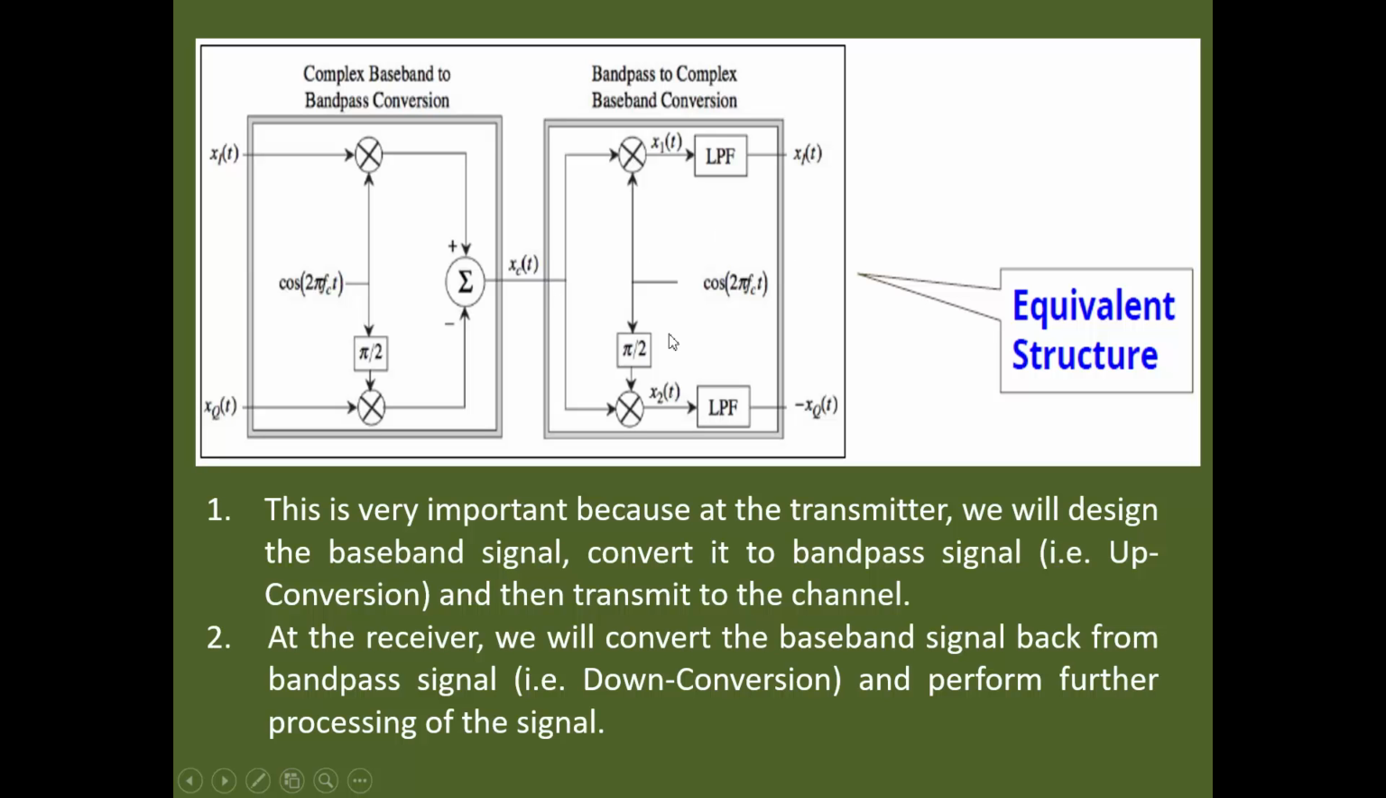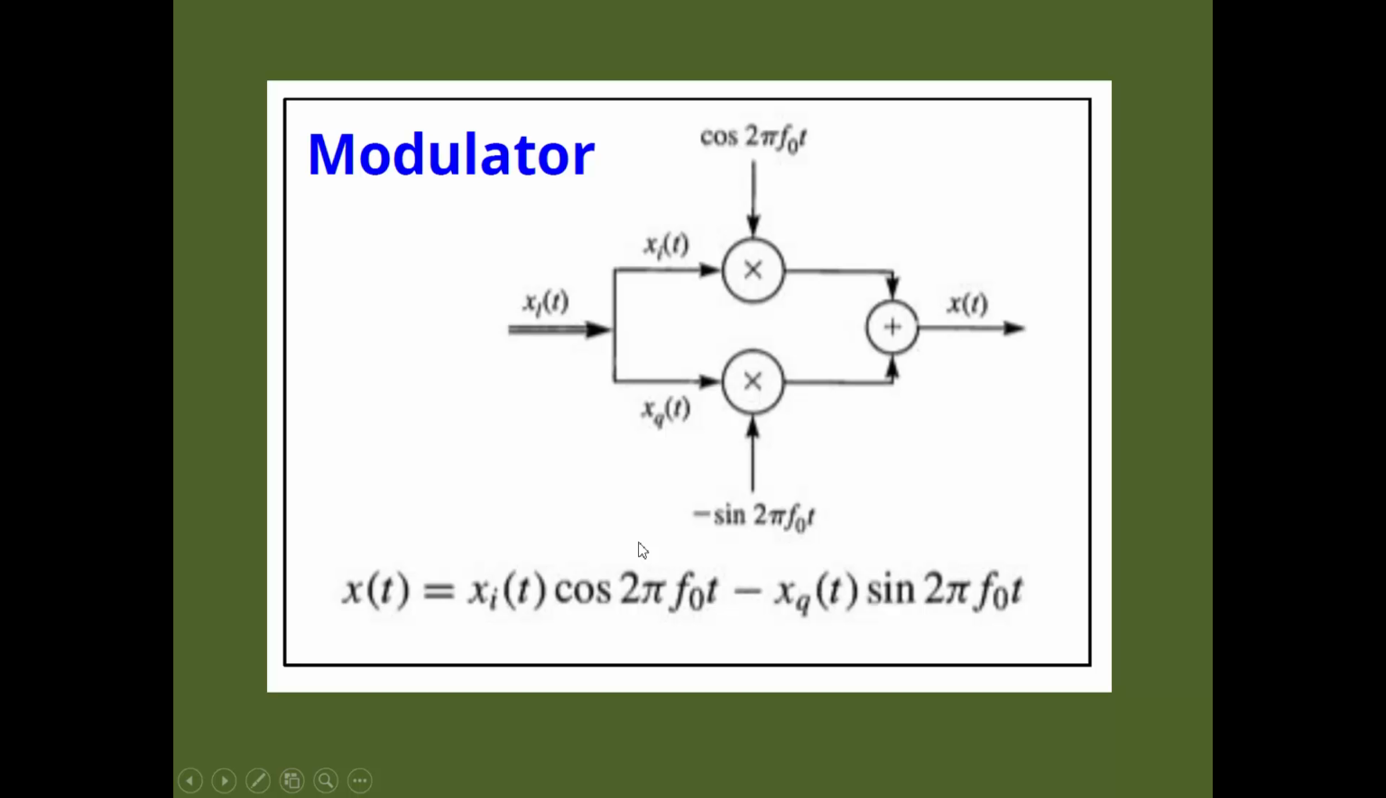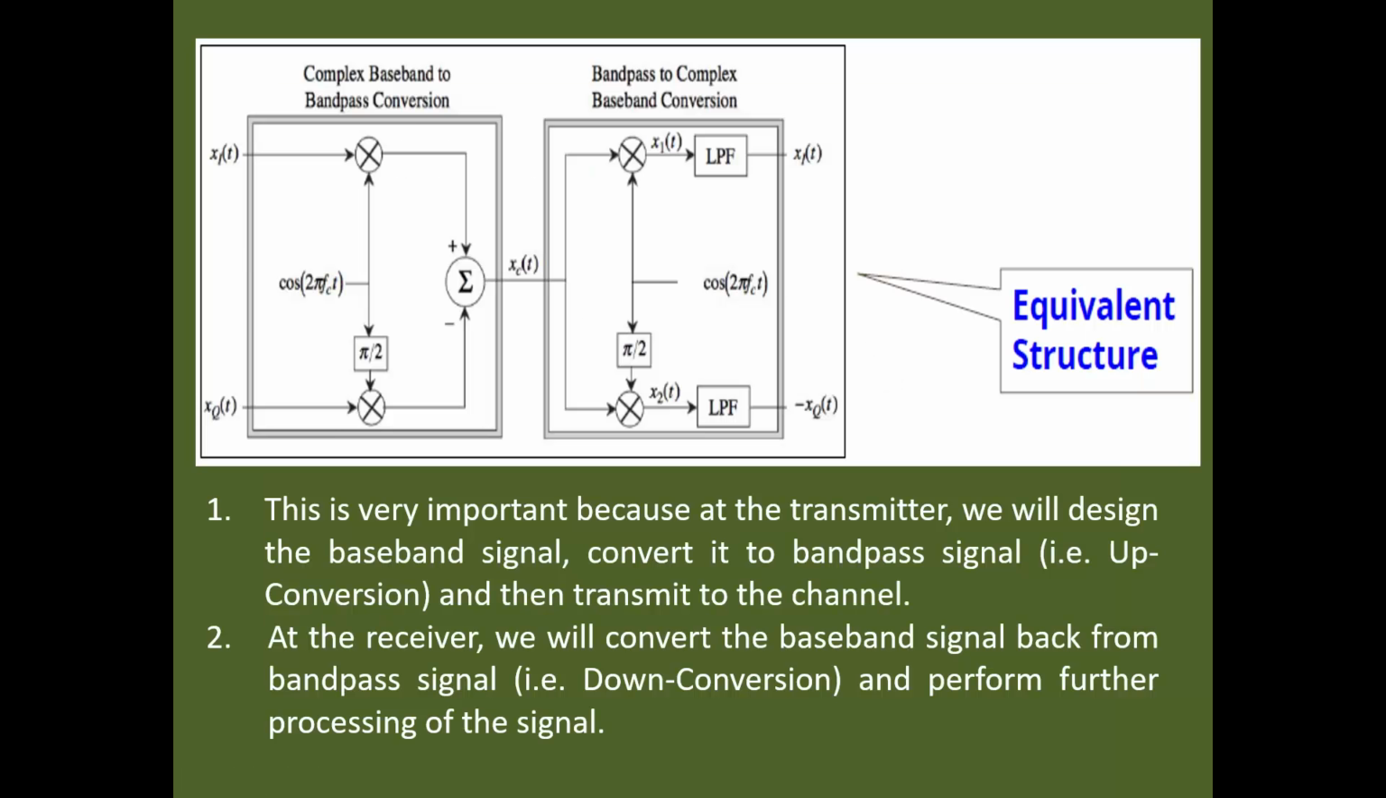Now we have to actually look for the complete, as I was trying to explain in this diagram, this up conversion process, the channel, the down conversion process. So we model the complete block diagram in this box, represented in this white colored box, as a low pass equivalent baseband channel. So let us see how we can do that.